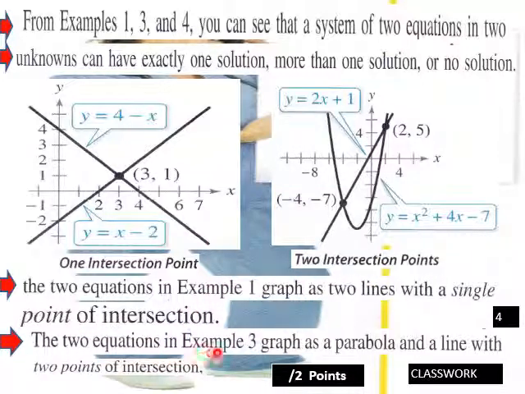And then the two equations in example 3 graph: the example 3 graph has a parabola and a line with 2 points of intersection. This would have two solutions.